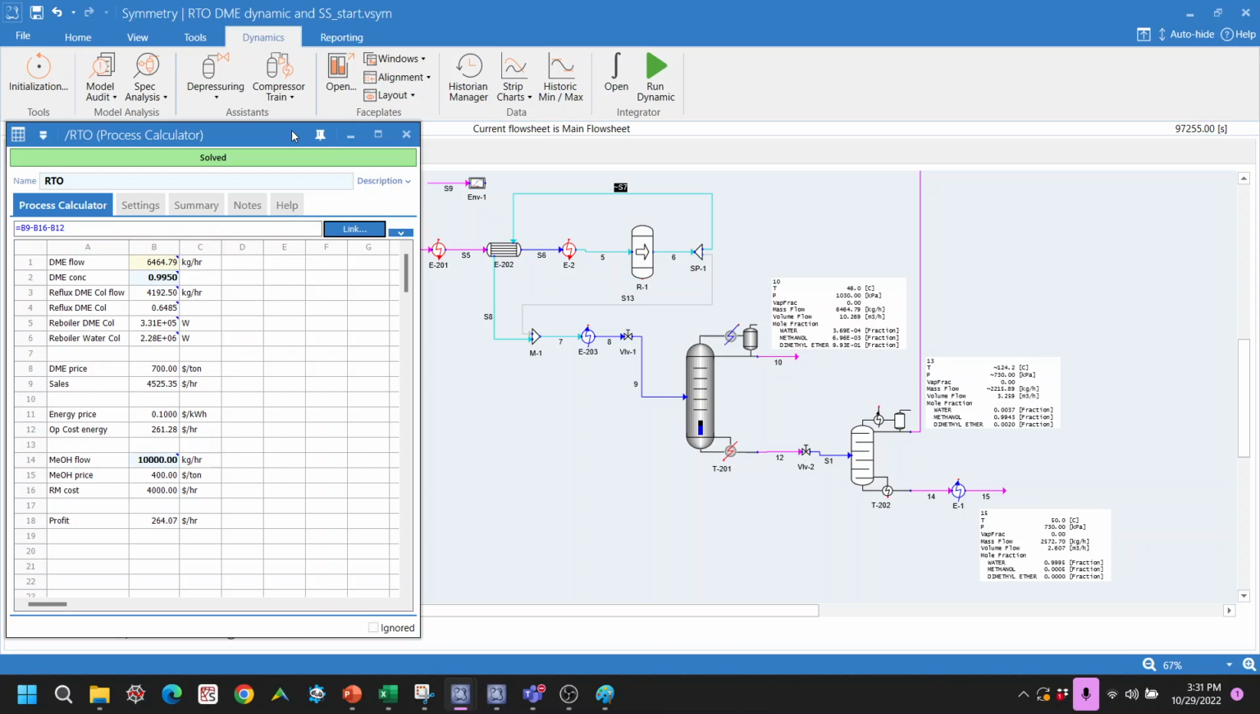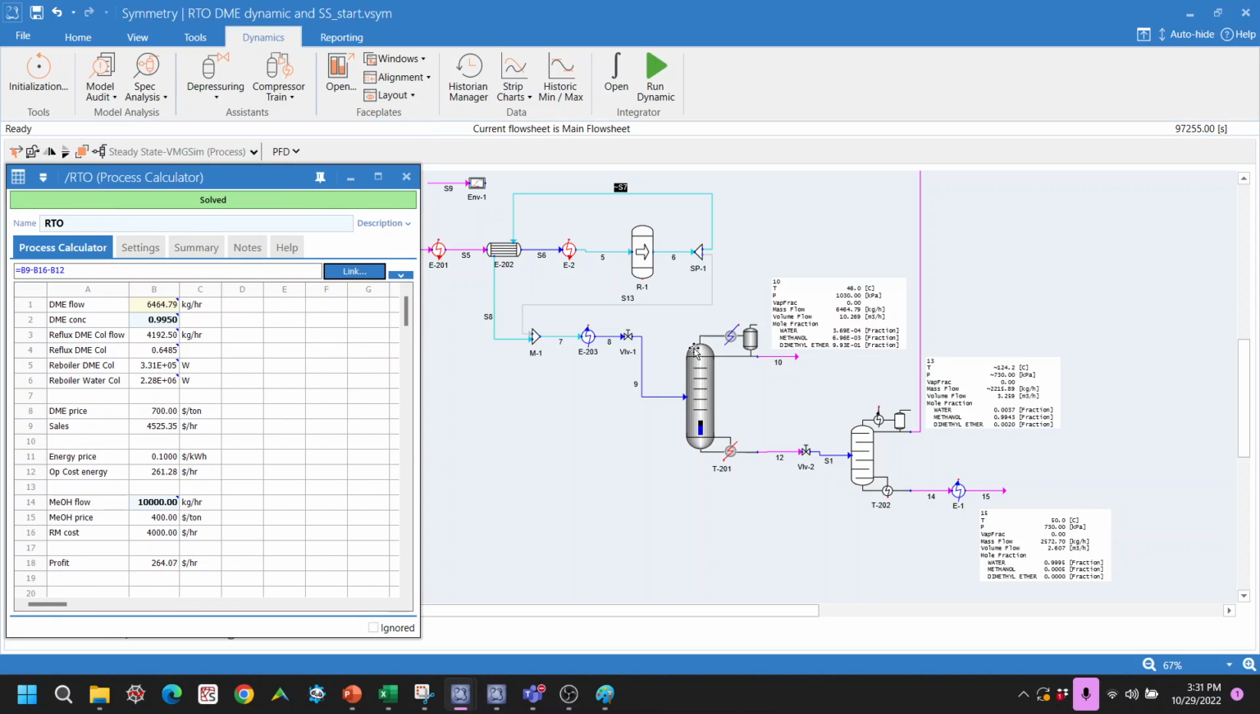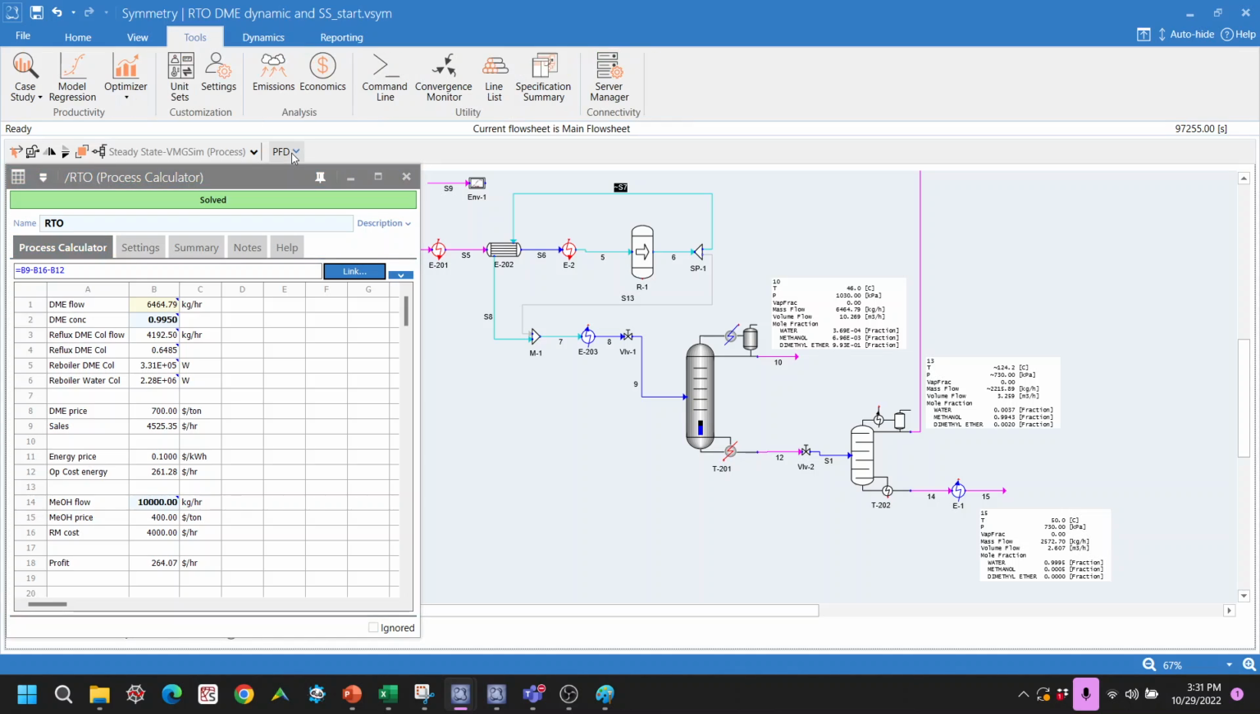So then the question is, okay, now assuming that this model fits the plant, then I can use the features that the software has, like an optimizer. So I can then maximize the profit, because I want to maximize the profit.